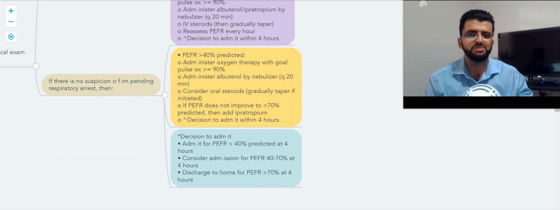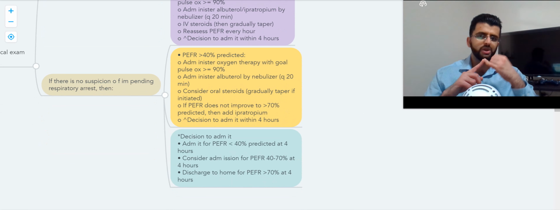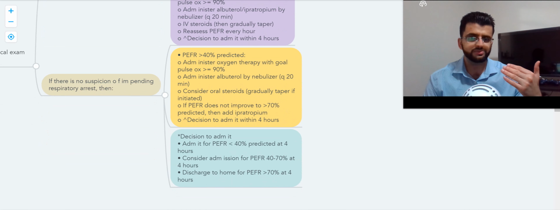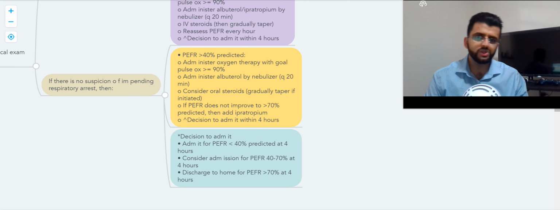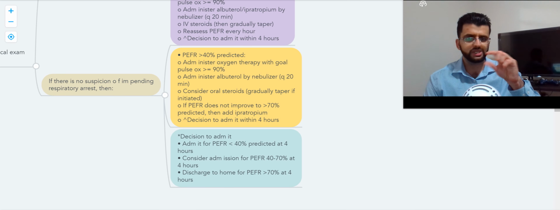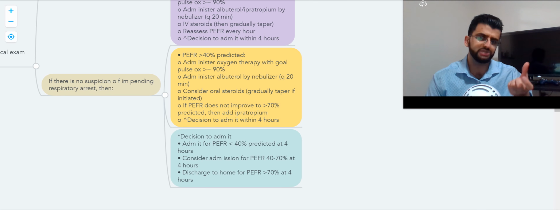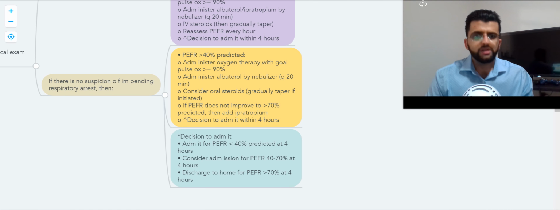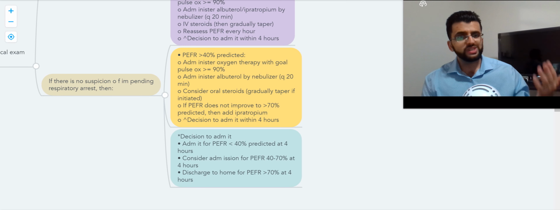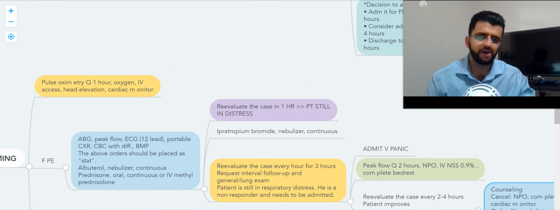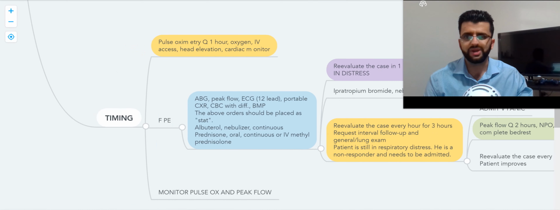The decision to admit. What is the decision to admit? Number one is the peak expiratory flow rate less than 40% after 4 hours. Okay. Another thing, if the peak expiratory flow rate is 40 to 70% at 4 hours, then we consider admission. Okay. If the peak expiratory flow is more than 70% at 4 hours, then you just discharge home. Okay. See you in the office. Come back in the office. They will be fine. Okay.